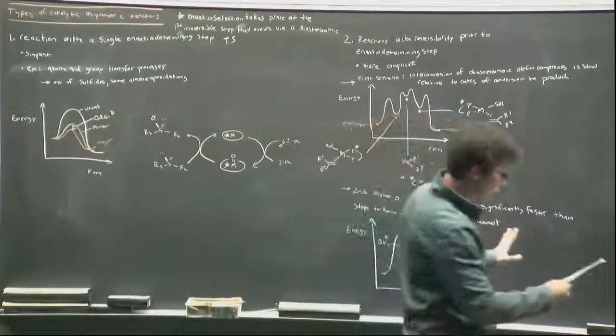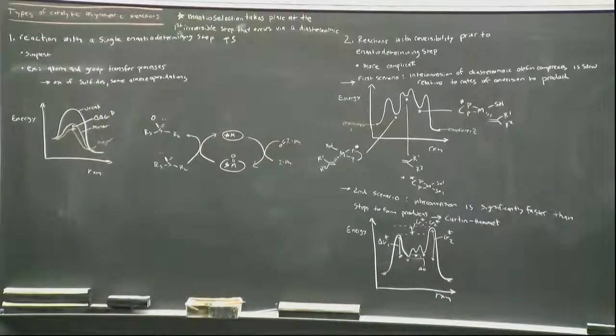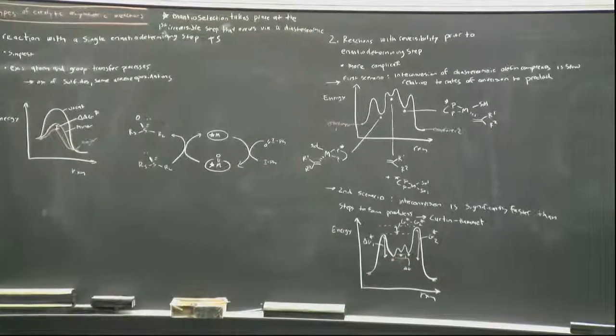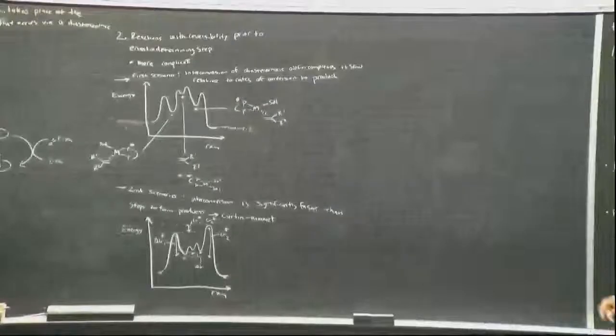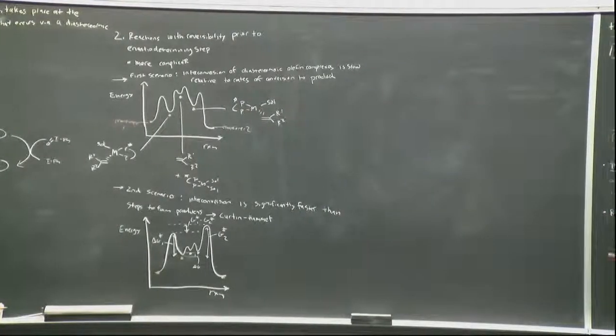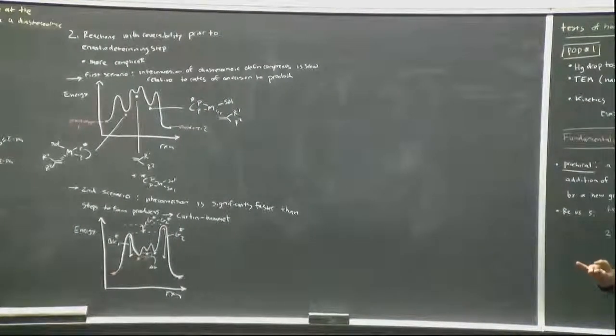And so these are the two general regimes that you can find yourself in. And so I think it's important, again, when you're designing new processes, to think about what step is actually going to be enantiodetermining and whether the reaction is going to be under Curtin-Hammett control or not.